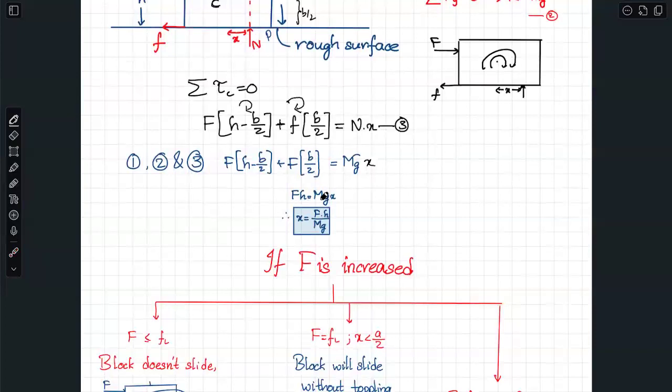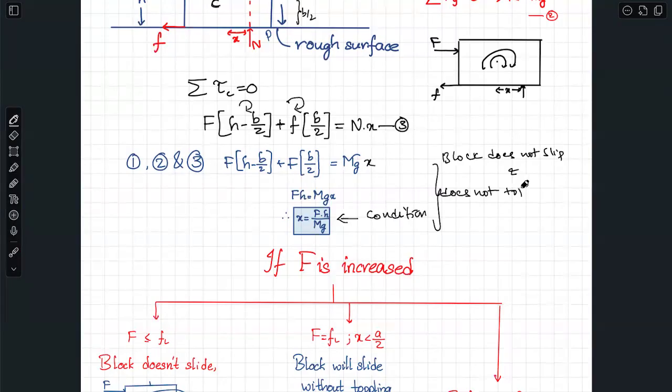I'll get a condition: F into H is mgx. So X is F into H by mg. This is the condition. So in this case, block does not slip and does not topple. One more important point is normal reaction shifted by X. Shifted by X. Normal reaction shifted by X.